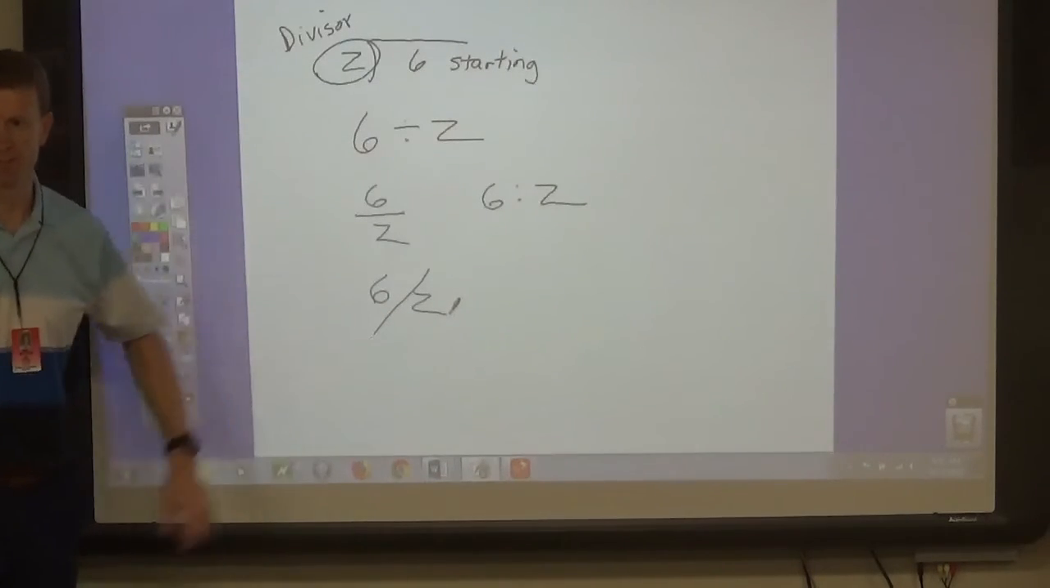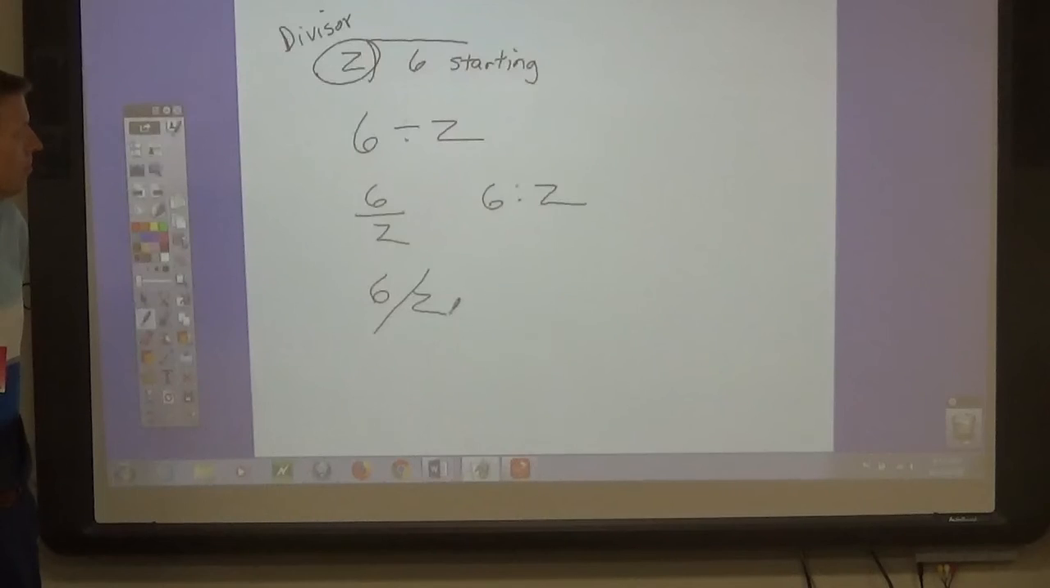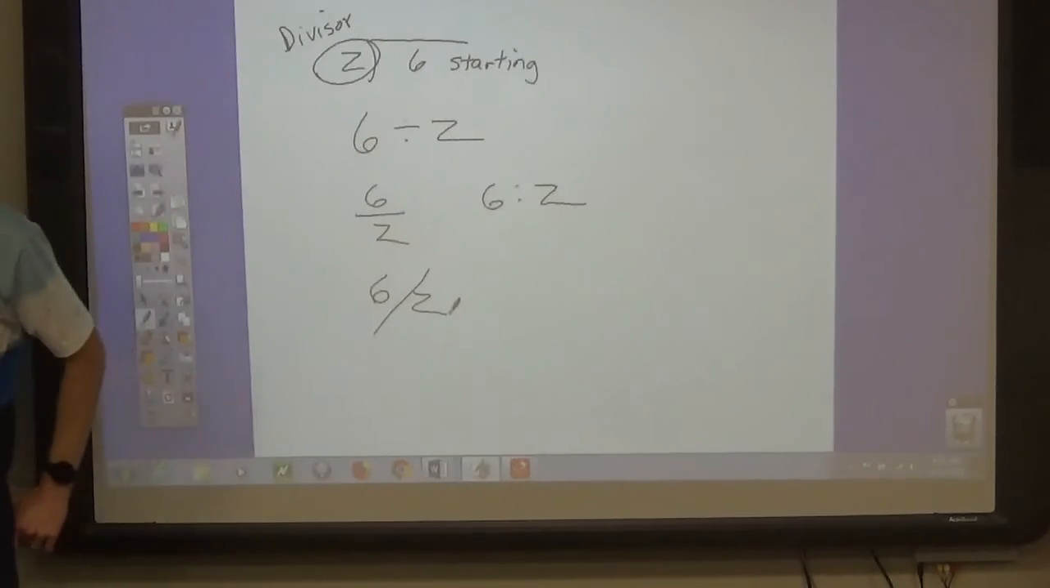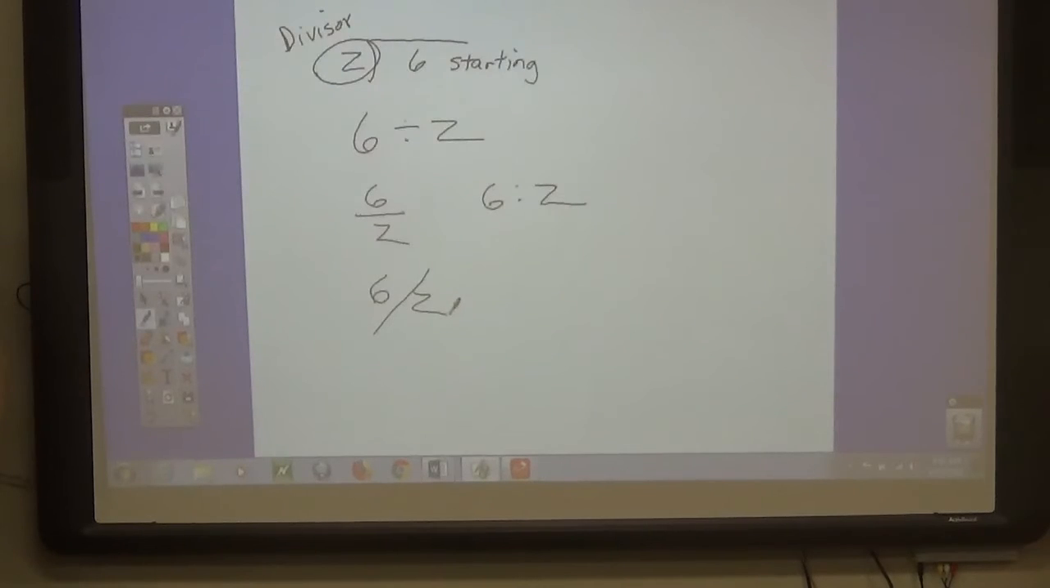Now, Raiden, question. Wouldn't the z go inside because it could be any number, big or small? No, specifically this says 6 divided by z in number 8, and so it tells you the order that you have to use. It tells you the starting amount is 6, and then we're dividing it by z.